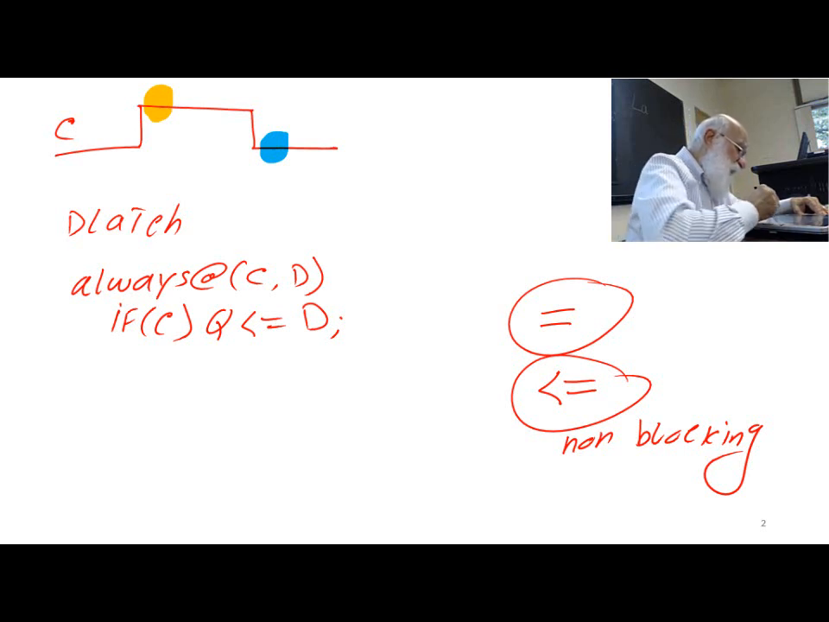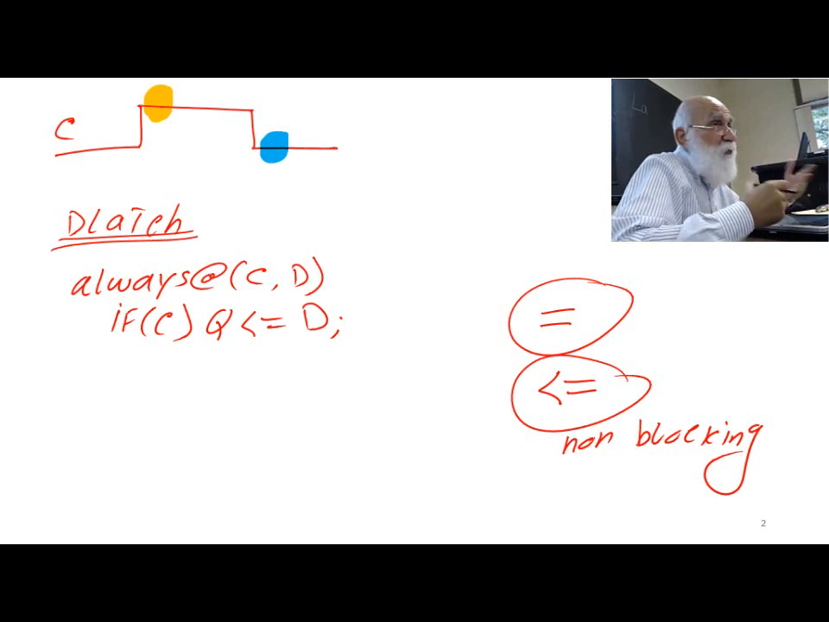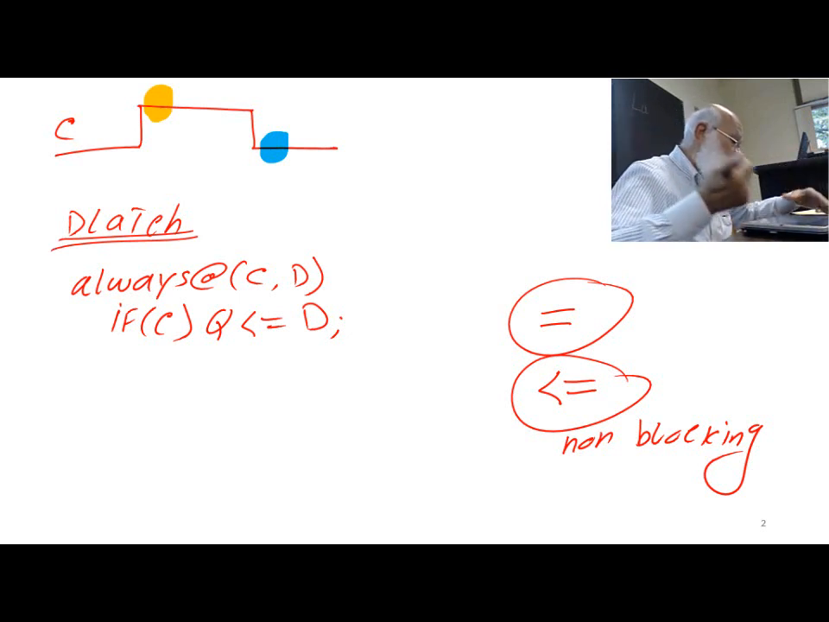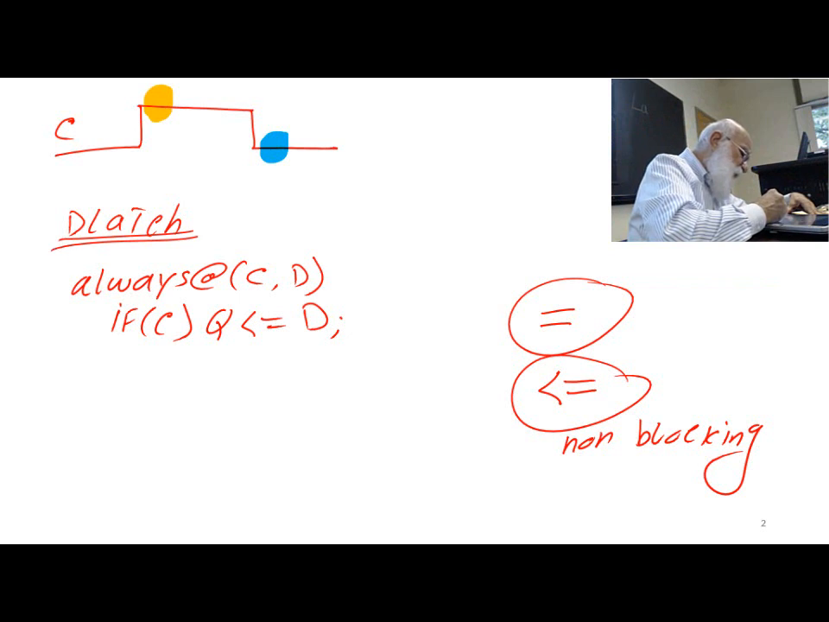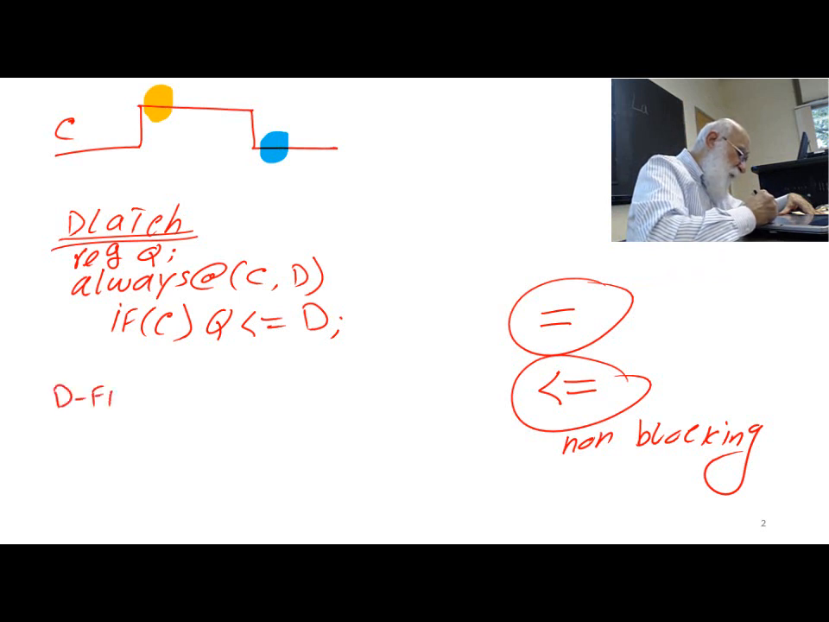So this is the description for the Q. Now, whether you want to put it inside a module or as part of a bigger module doesn't matter. In any case, though, the Q output has to be declared as reg because it is being used on the left-hand side inside an always statement.